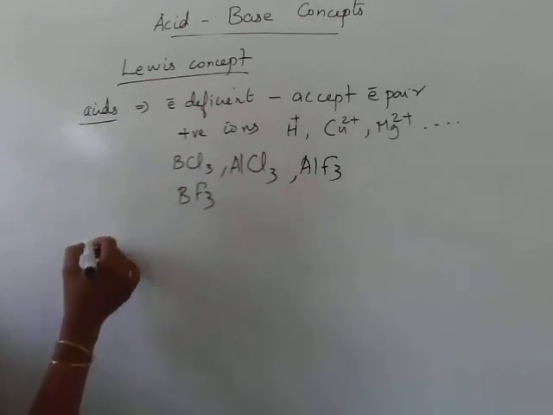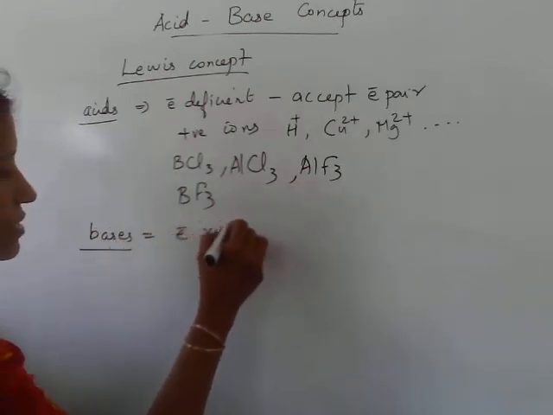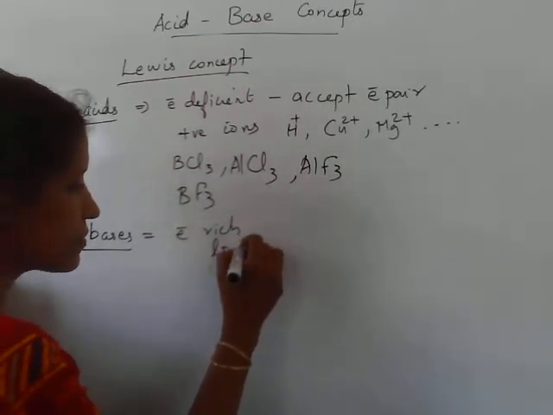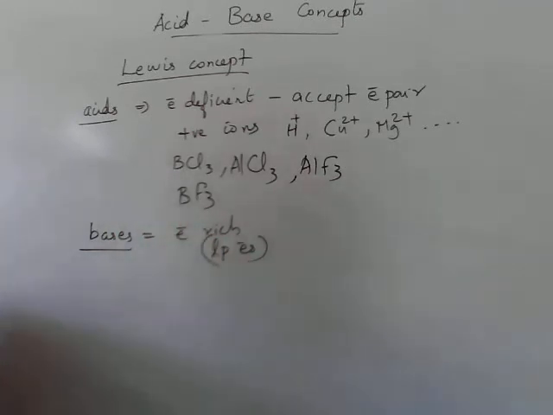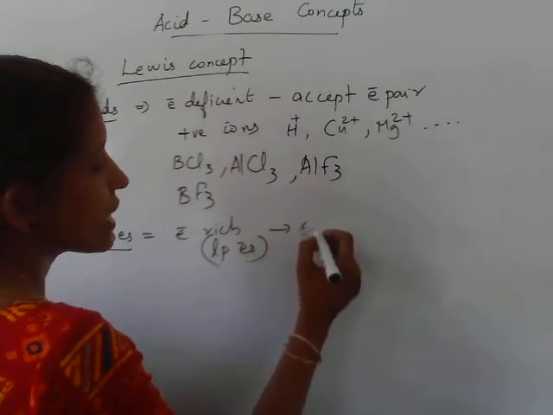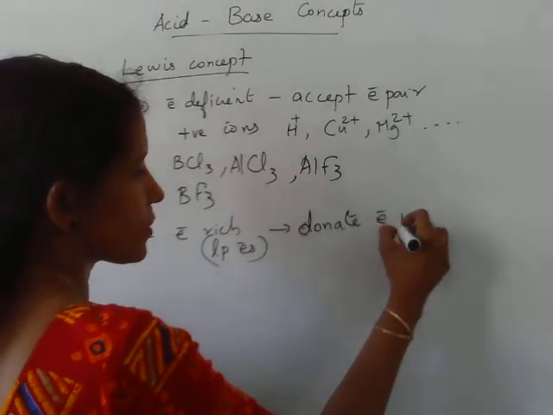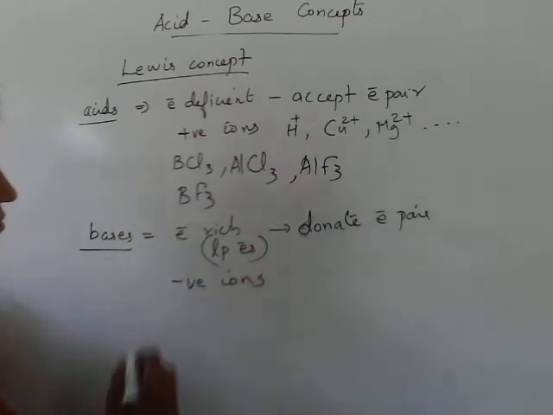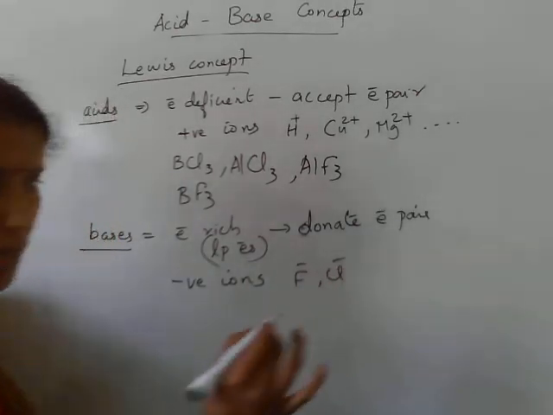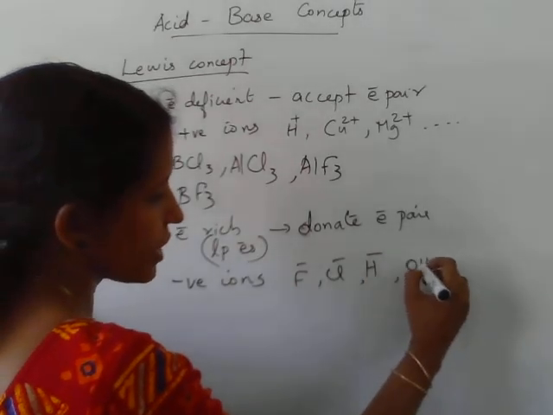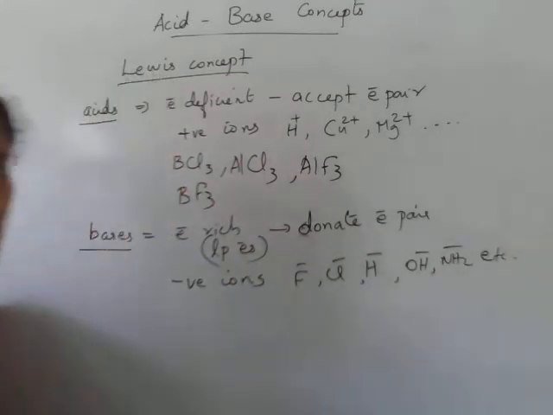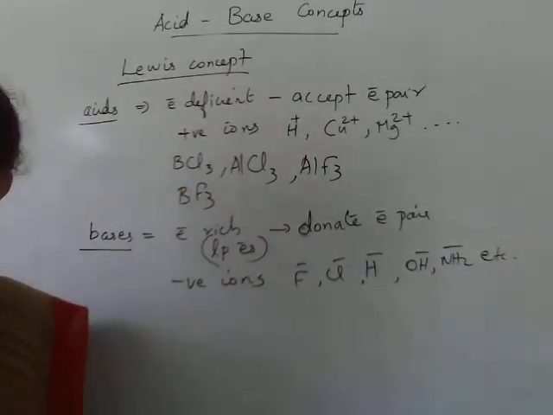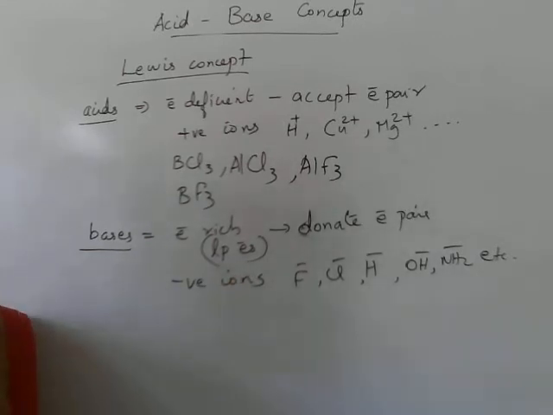Now Lewis bases, according to this concept, bases are electron rich species. They contain lone pair electrons. Lone pair electrons are present, hence they are electron rich. So they can act as electron pair donors. That means they can donate electron pair to other electron deficient species. So Lewis bases are electron pair donors. So all negatively charged ions, negative ions like fluoride, chloride, bromide or any halide, hydride, OH minus ion, amide, all negative ions, etc. are all Lewis bases because they are negative. They are electron rich. They can donate electron pair. All these species contain electron pairs which can be donated to electron deficient substances.